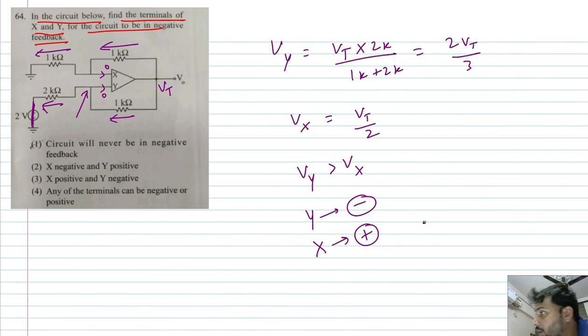Now let's find out which is the correct option. So X must be positive, Y must be negative, which is option C.